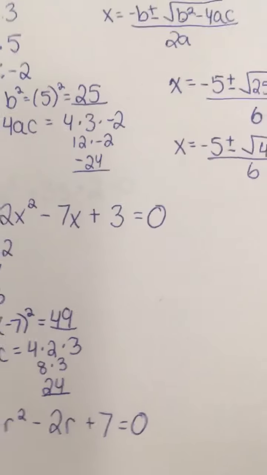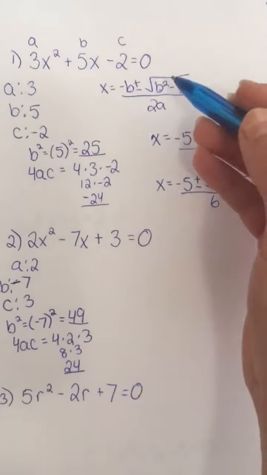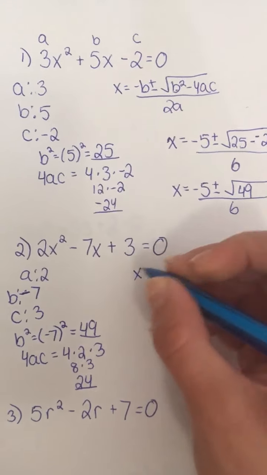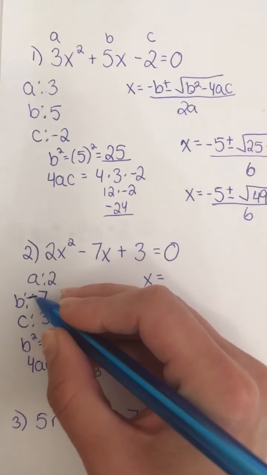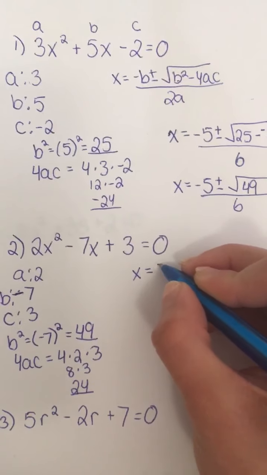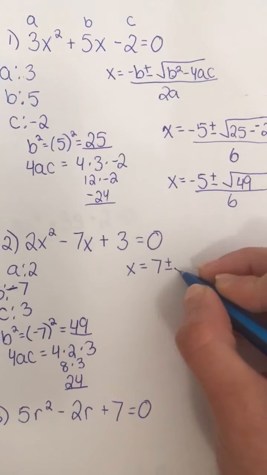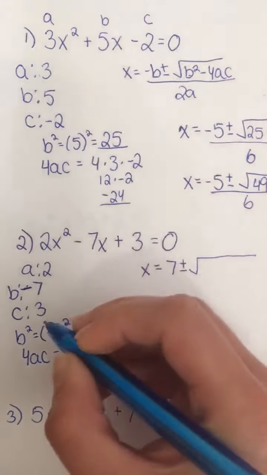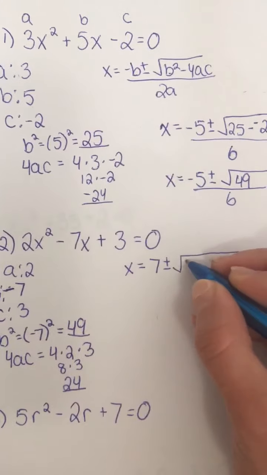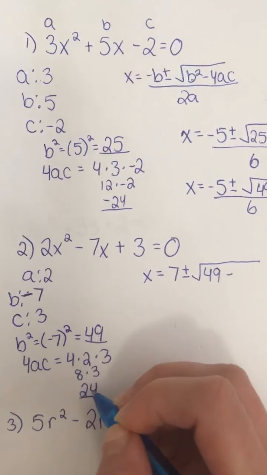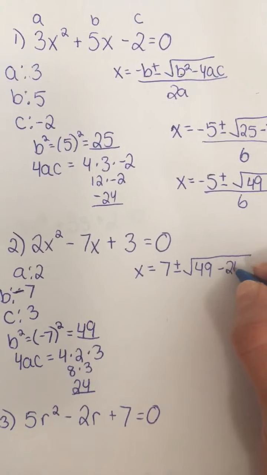And now we can plug into our formula. I'll try to keep this formula up for you. So x equals negative b. So now we want negative 7, which makes this a positive 7, plus and minus the square root. b squared, we found it, it's 49, minus 4ac, we found it, it's 24.